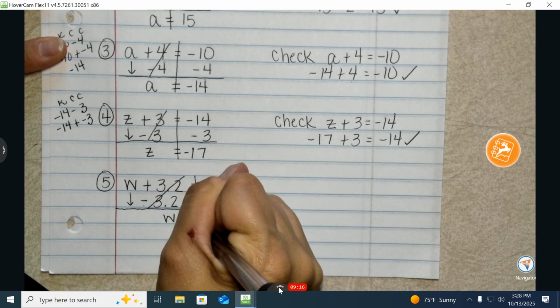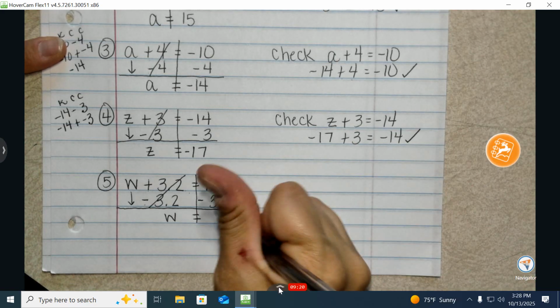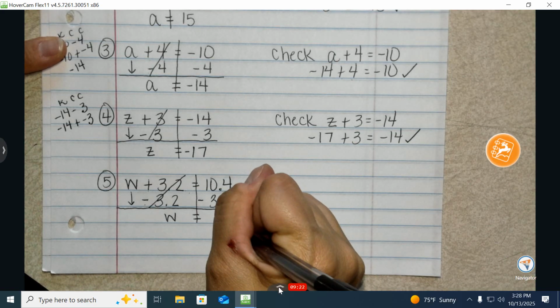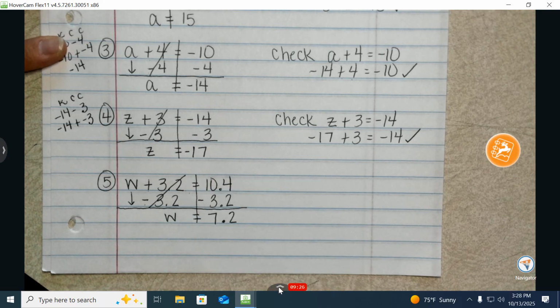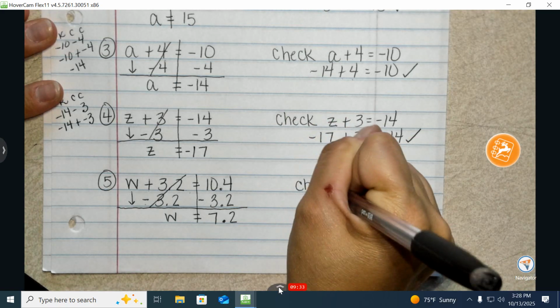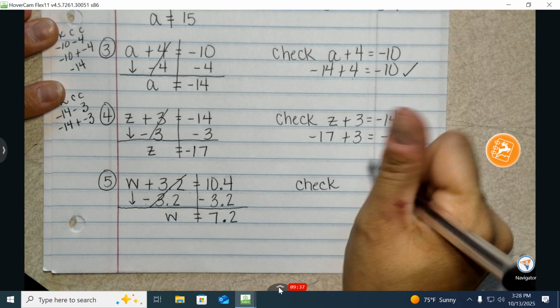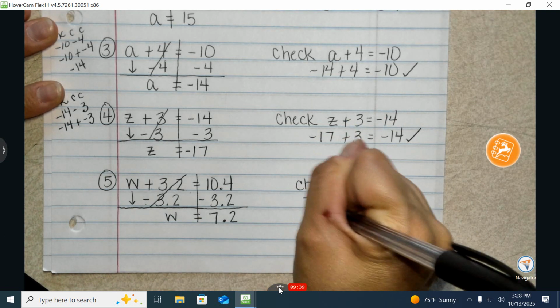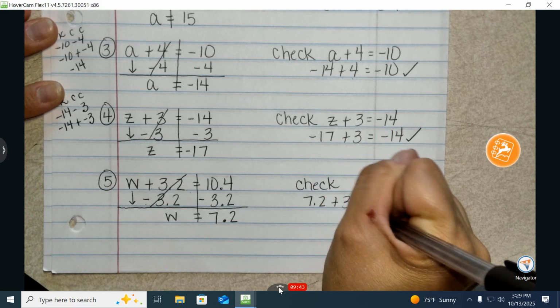So W equals, now I got to subtract this. 4 minus 2 is 2. Bring down your decimal. 10 minus 3 is 7. So it should be W equals 7.2. We can check this one also. So instead of W plus 3.2, it's going to be 7.2 plus 3.2.